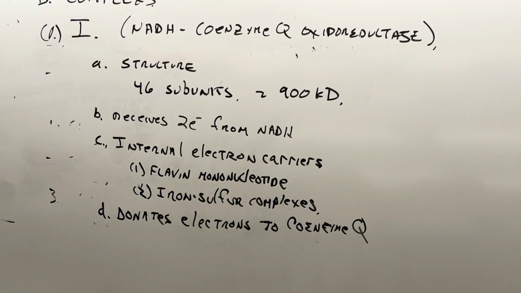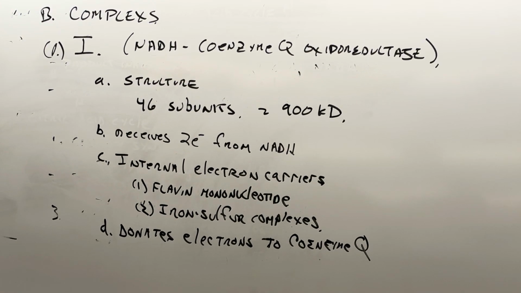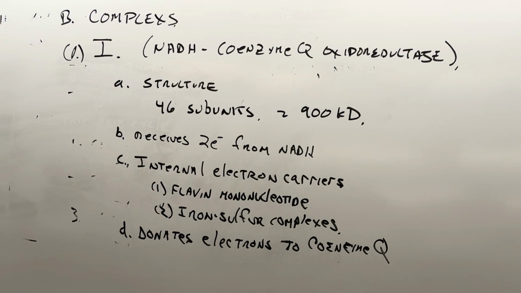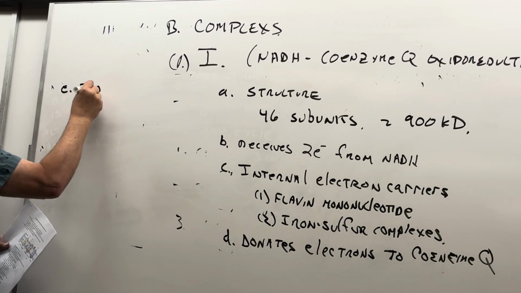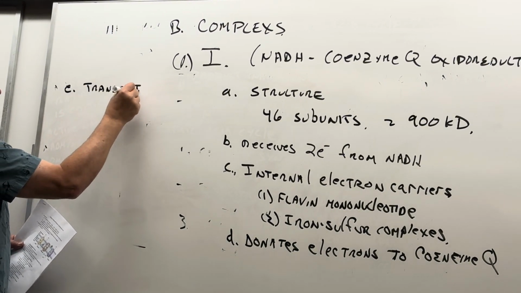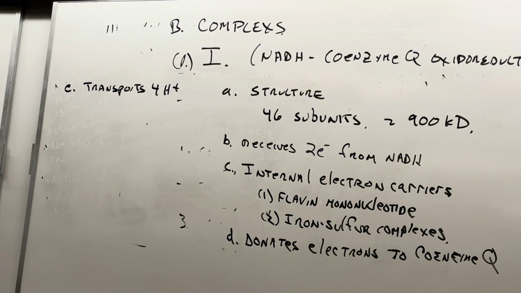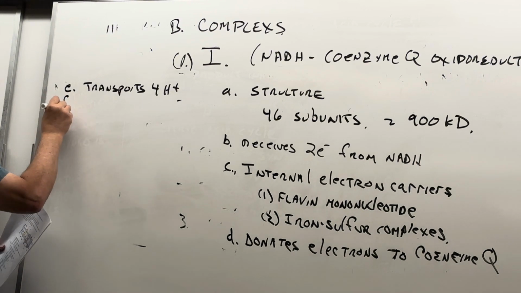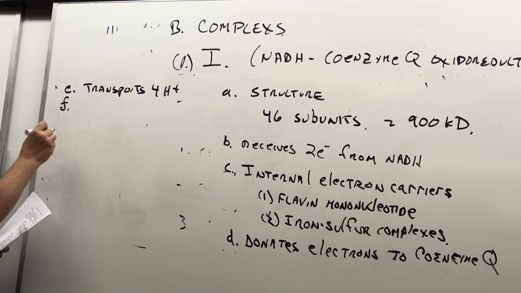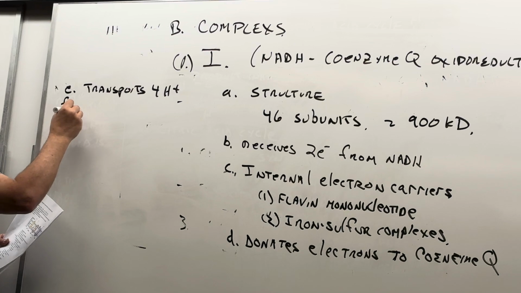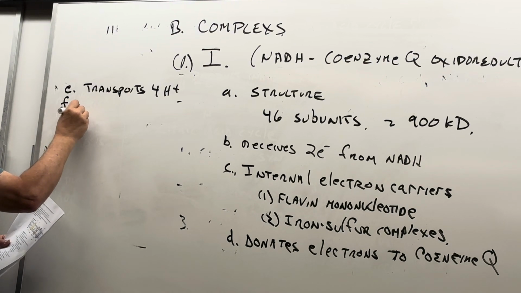Let me add just a couple more points. One is that it transports four protons from the matrix to the intermembrane space, creating this electrochemical gradient. And the final thing we'll talk about is inhibitors. One of the more well-known inhibitors is a compound called rotenone.